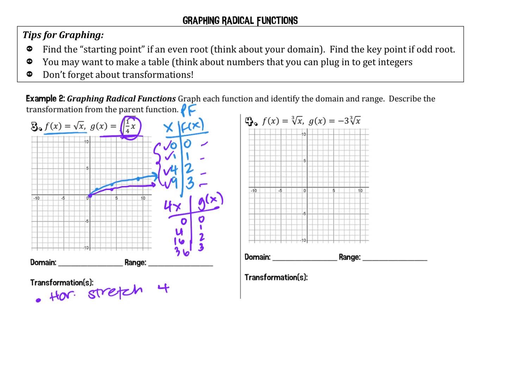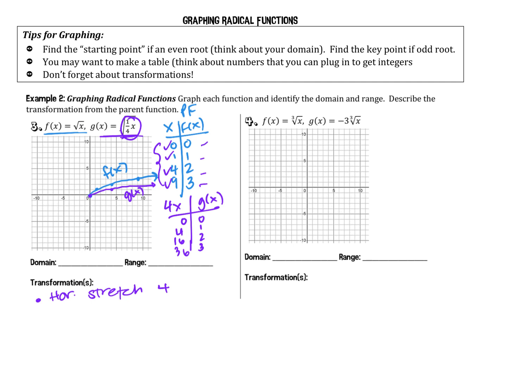So there we have it. I'm going to label that my purple graph is g of x and that my blue graph is f of x. And again, you don't have to graph the parent function. You don't have to make the parent function table. Those are just tools that may make it easier for you to graph the new function.